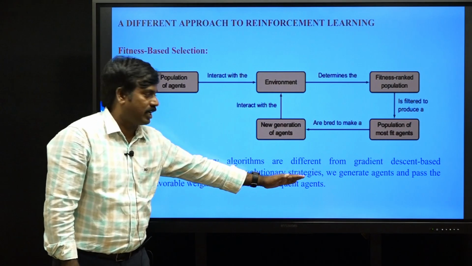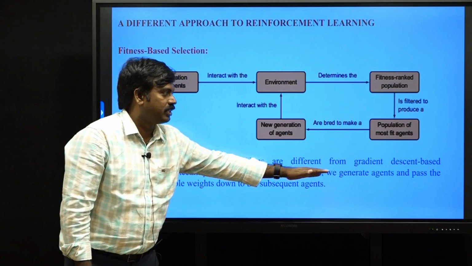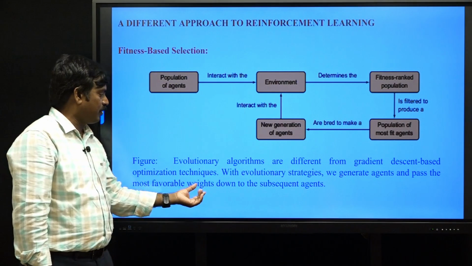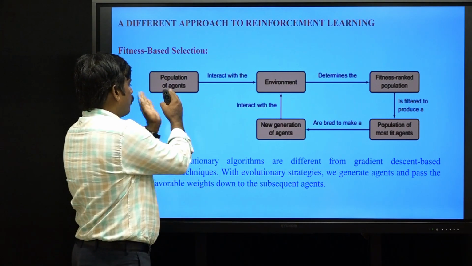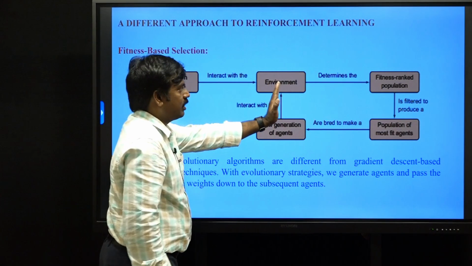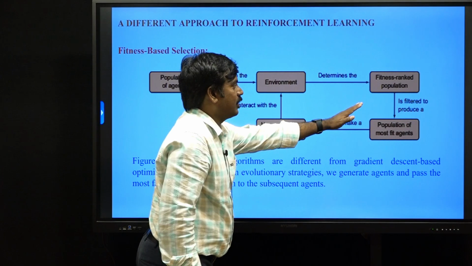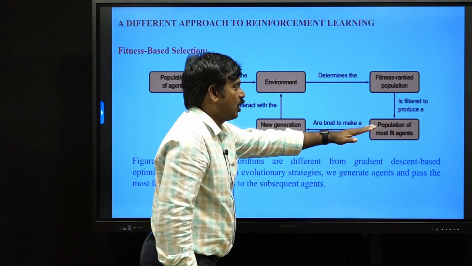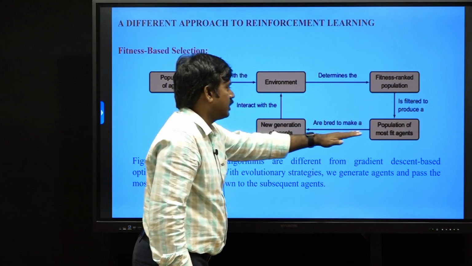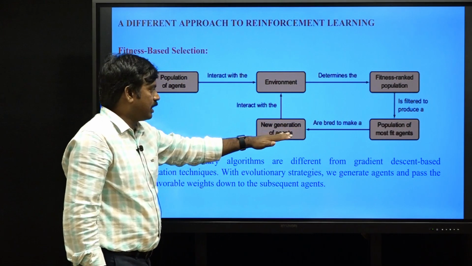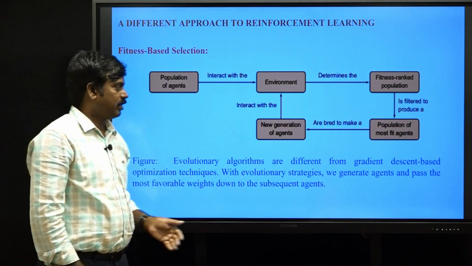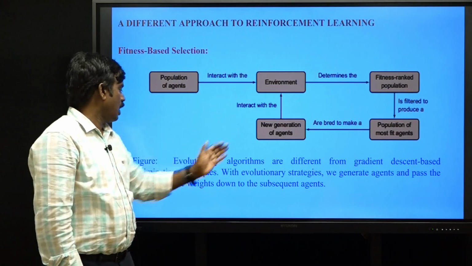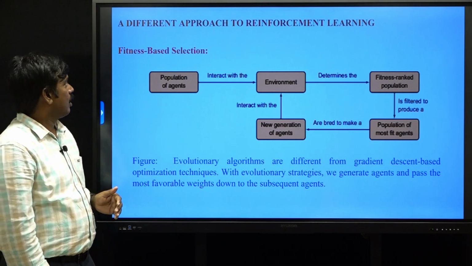With evolutionary strategies, we generate agents and pass the most favorable weights down to the subsequent agents. A population of agents interacts with the environment to determine fitness. The ranked population is filtered to produce the most fit agents. The most fit agents are bred to make a new generation of agents. The new generation of agents again interacts with the environment. This is the process in evolutionary algorithms.